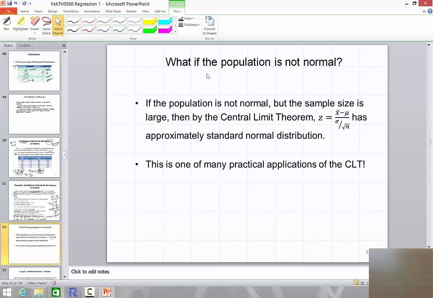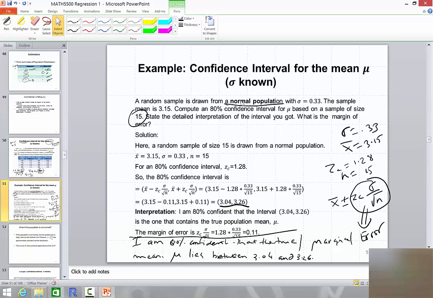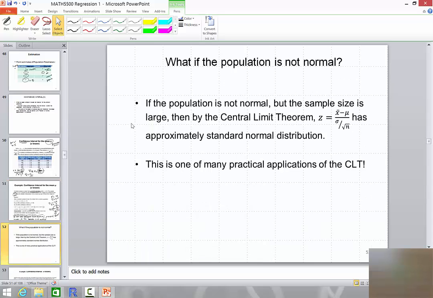Let's go here. Earlier we discussed the case where the population is normal, like here. What if the population is not normal? If the population is not normal and the sample size is large, that's okay. Using the central limit theorem, Z equals this has an approximately standard normal distribution. If the population is not normal but the sample size is big enough, bigger than 30, then we can go ahead. This is one of many practical applications of the central limit theorem.